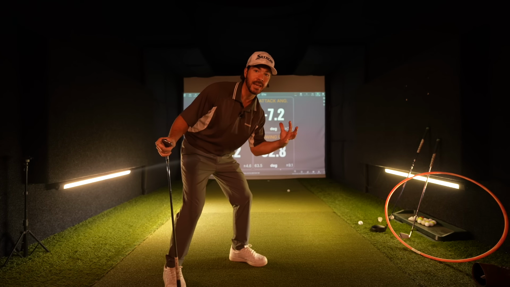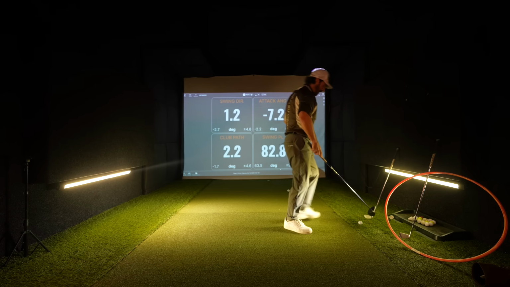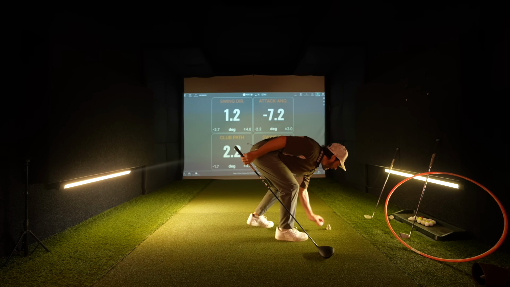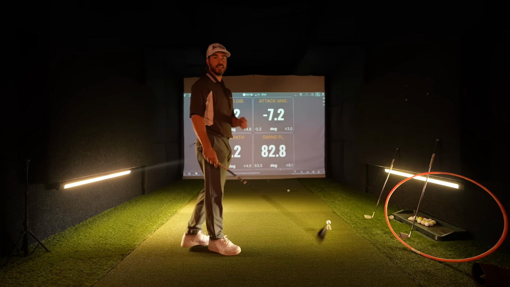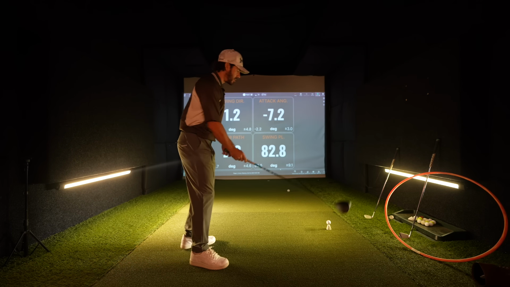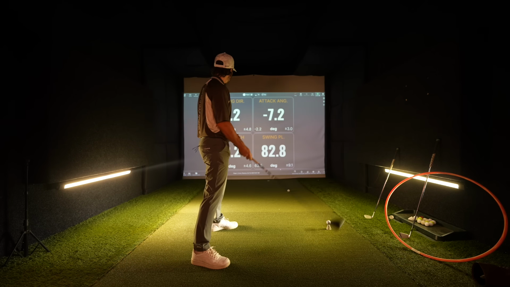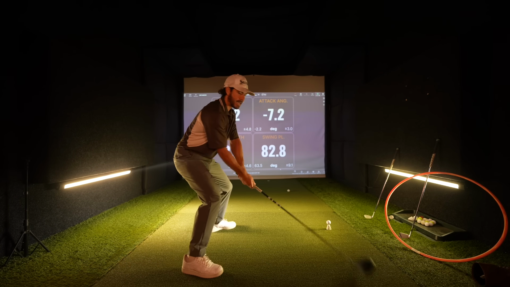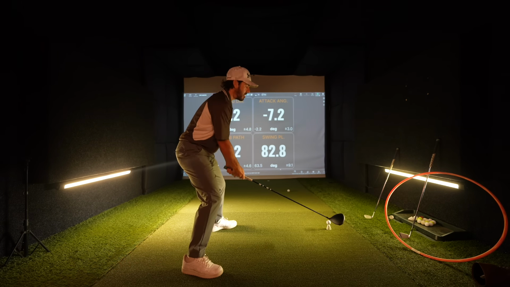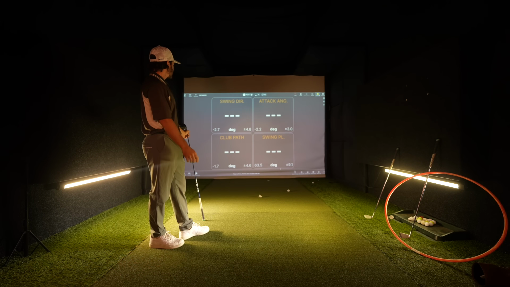Now, if I take driver out and I go flatter, closer to 45, we're going to see that 1 down, 1 out relationship here. So there's going to be a much bigger difference between swing direction and club path as I get flatter. As this plane goes flatter, let's see what happens here.